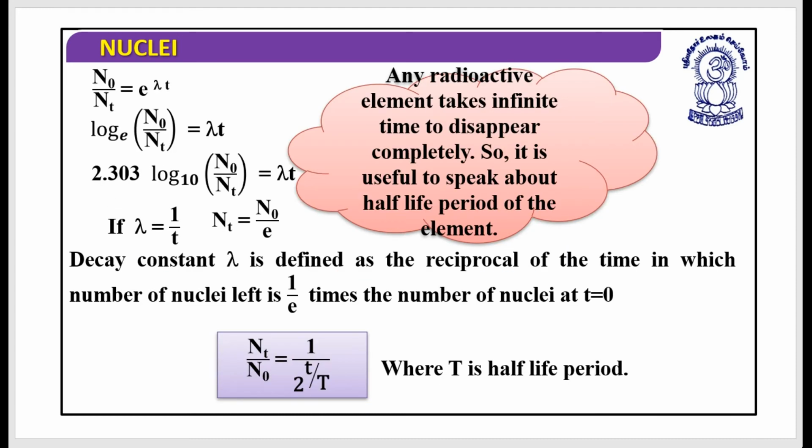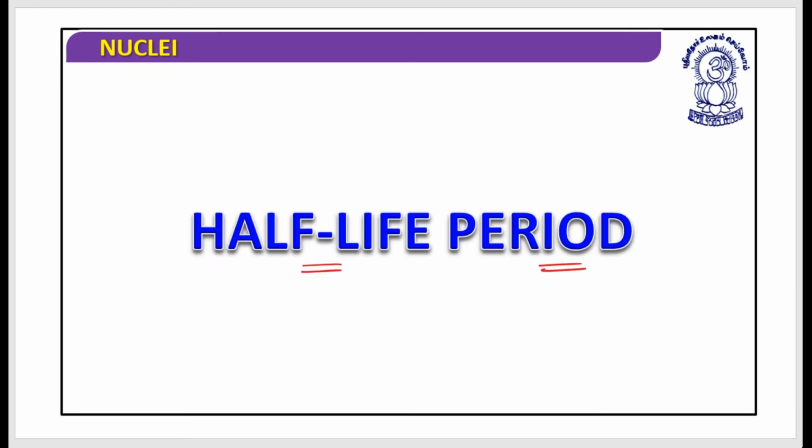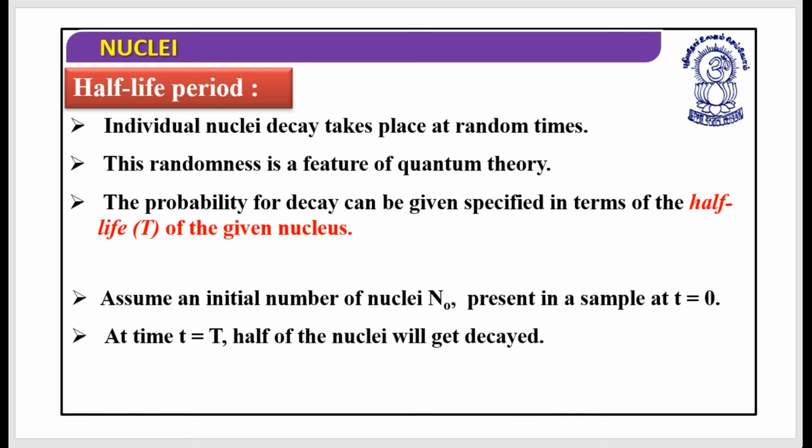Great. So basically, any radioactive element takes infinite time to disappear completely. So it is useful to speak about the half-life period of the element. We always calculate the half-life, because any element takes an infinite amount of time to completely disappear. So to calculate the half-life, we will go through the situation. It is the half-life period, so let's look at this.